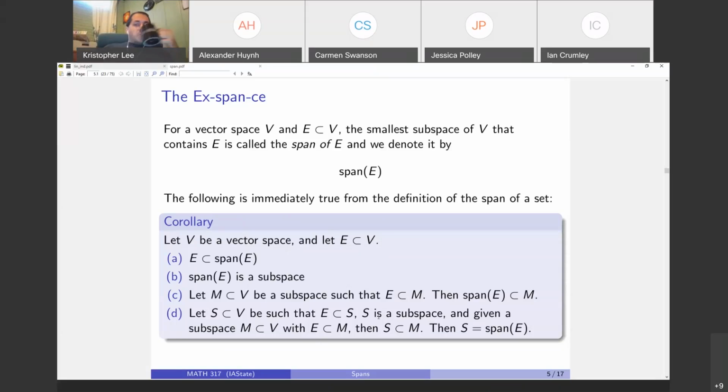Okay? So, what is telling us that S is a subset of M? Oh, that's part of the hypothesis. That's part of the givens. Yeah. So we've got a subset S that we suspect is the span. If you verify three things, it contains E, it is a subspace, and any subspace containing E contains S, then we can conclude that S is the span.